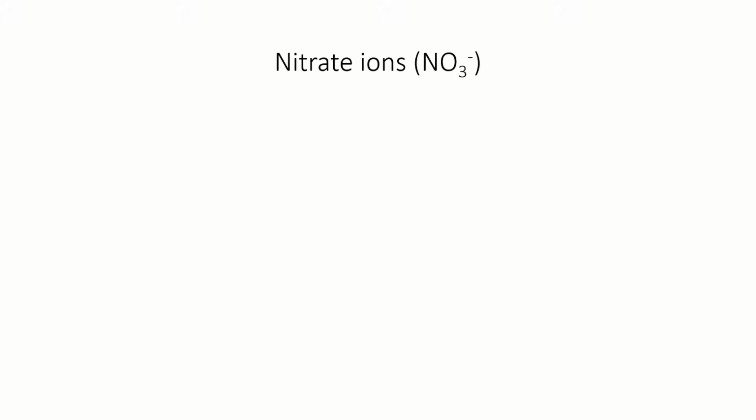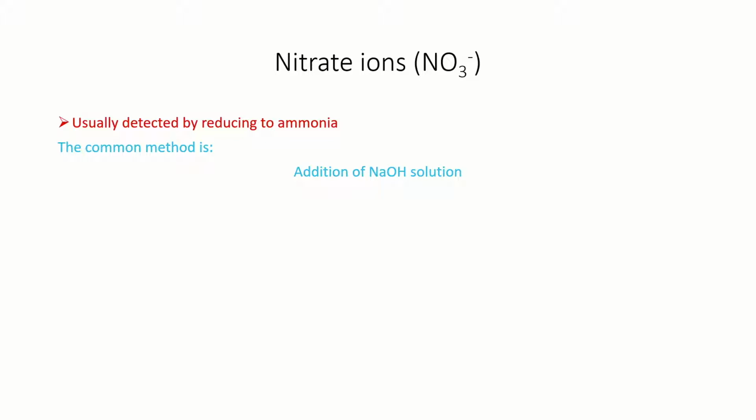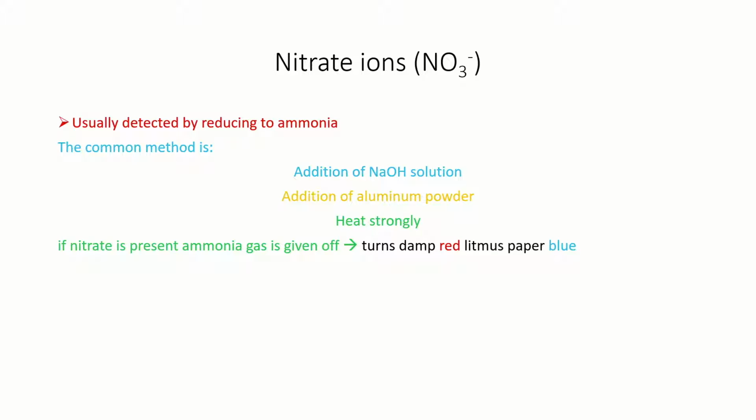The next ion is the nitrate ion. This is identified by reducing the ion to ammonia. The first step is adding NaOH to the starting solution. The next is the addition of aluminium powder. The aluminium powder will reduce the nitrate ion to the ammonium ion. Then the ammonium ion reacts with the hydroxide to produce ammonia gas and water. Damp red litmus paper should be used to identify if ammonia gas is present. This will turn blue if the ammonia gas is emitted.